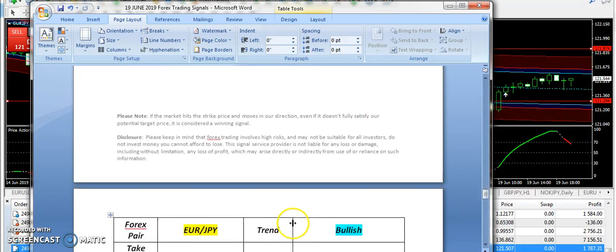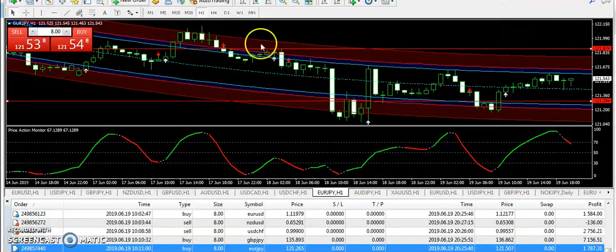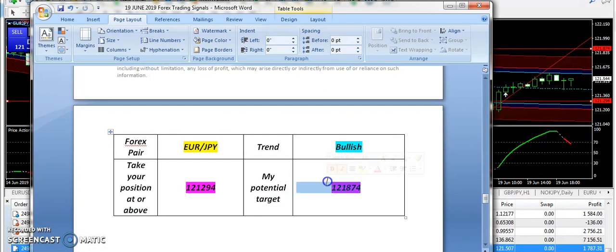Okay, at last I'm going to talk about the Euro JPY. A bullish trend was supplied to the subscribers. Euro was in strength today, so a bullish signal was given. 121.294 was the bullish entry, and 121.874 is the target price. And guys, you can see we have broken the entry right from here, and Euro JPY is making the bullish pattern, and it's on the way to upward momentum. So just note down the target price 121.874.